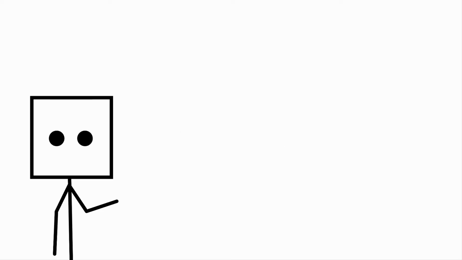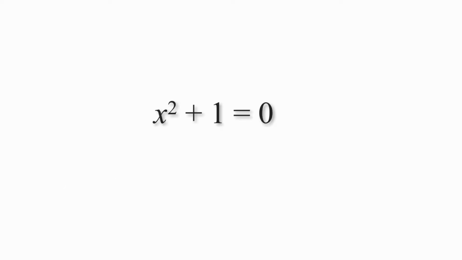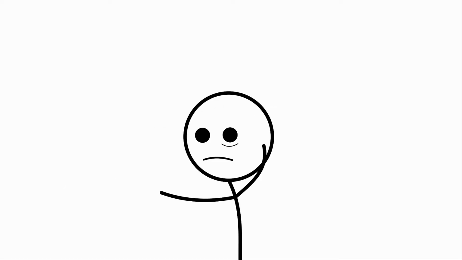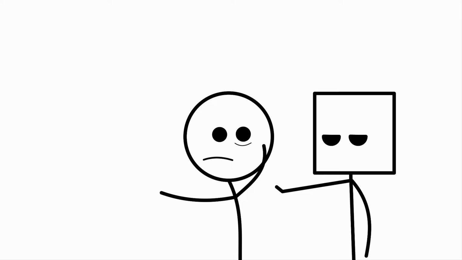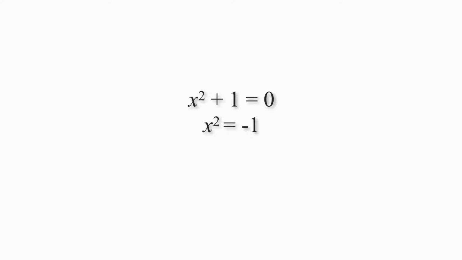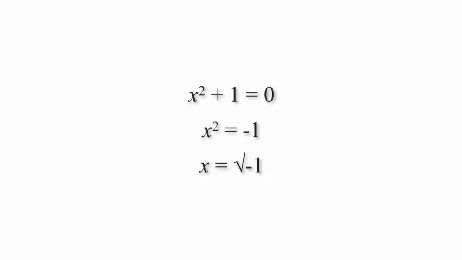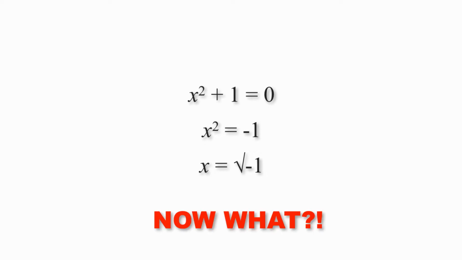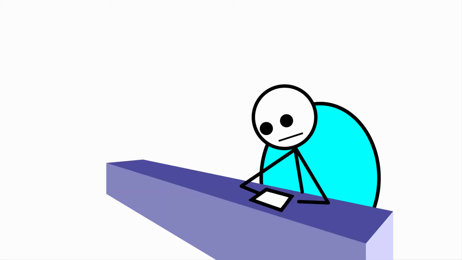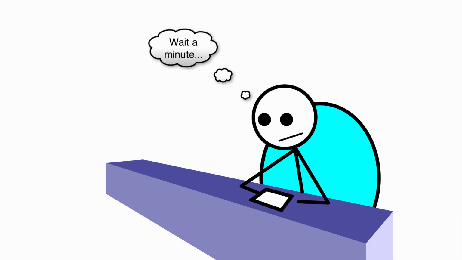What is i? To grasp the concept of i, we first have to look at a very interesting equation. x squared plus 1 equals 0. I know it's broad, but stick with me here. If we try to solve this equation, we would get x equals the square root of -1. Now what? There is no such number that we can multiply together to make -1.